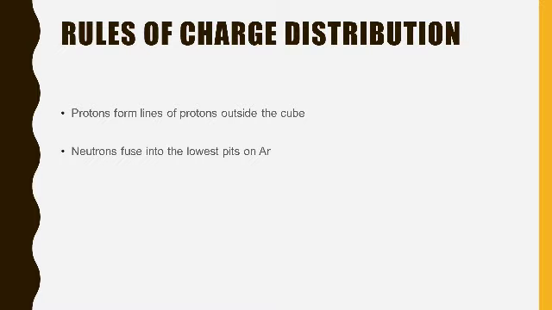So the rules for charge distribution are going to be used. Not only am I building up these pyramids, like in those silhouettes there from the periodic table, but also the charge distribution of where the proton goes. And the rules are basically that protons form lines of protons outside of the cube. Inside the cube, protons repel protons as if they have some kind of electrostatic repulsion. And then placing the neutrons onto the nucleus, you'll see in a couple minutes, the neutrons fuse down into the lowest pits of argon. And it's quite a porous type of element.